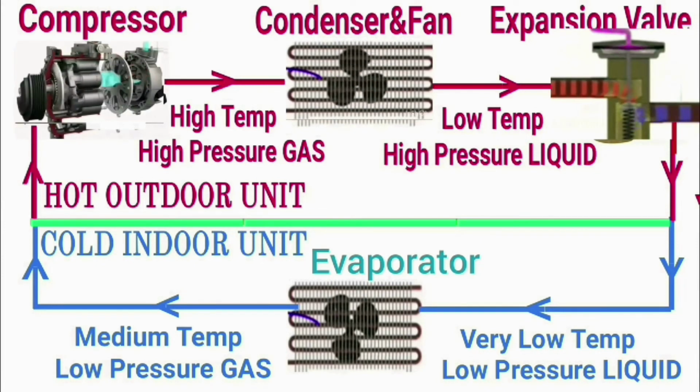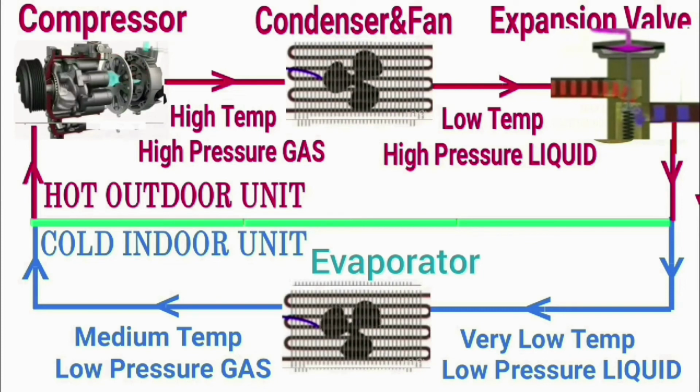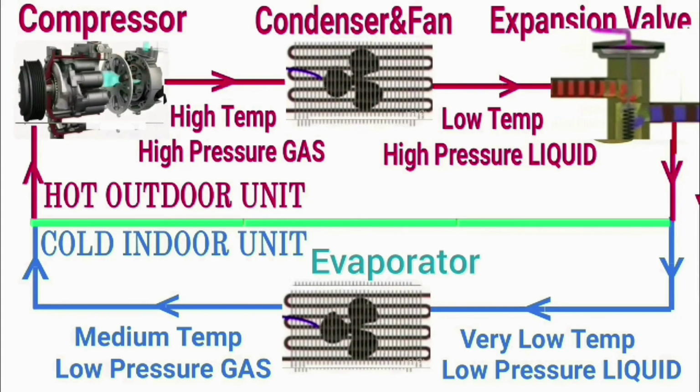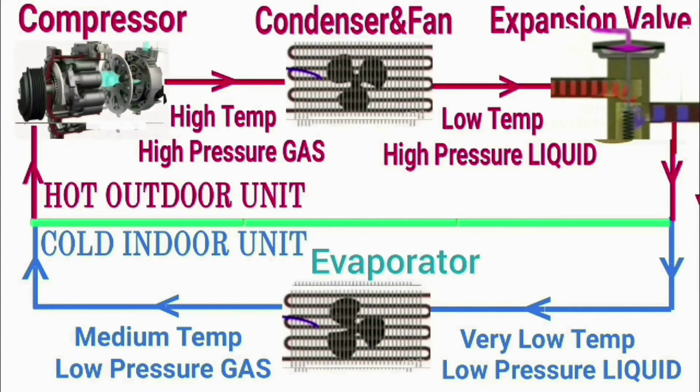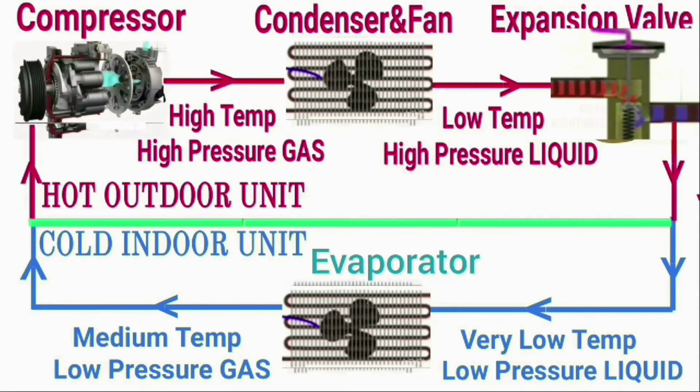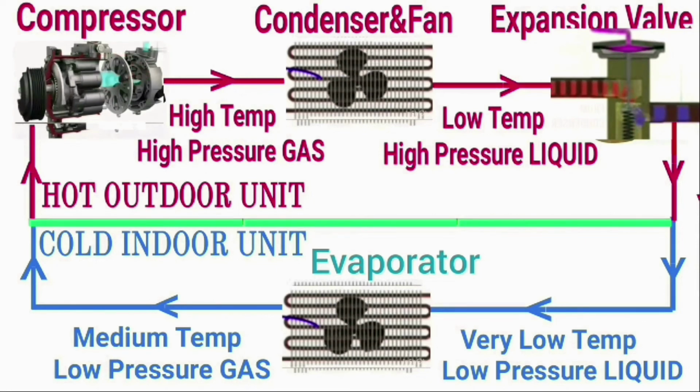The high temperature and high pressure gas passes on to condenser where it loses heat and turns to low temperature high pressure liquid. The low temperature high pressure liquid goes to expansion valve where pressure is reduced so that the refrigerant's temperature also reduces and it becomes a very cold low pressure liquid.